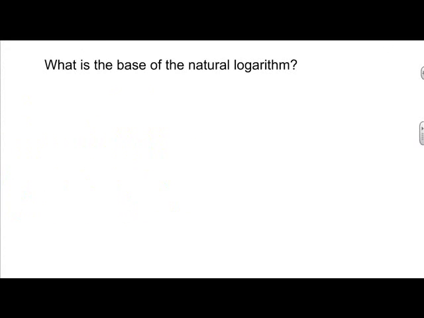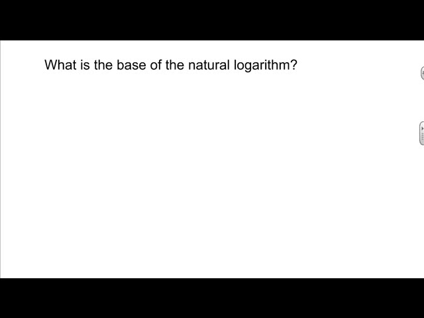Okay, the next question: what is the base of the natural logarithm function? Well, you're sitting there probably thinking it's e, because that's how the natural log is defined. It was defined as the inverse of the natural exponent. And that's right, but here's some more evidence to back it up.